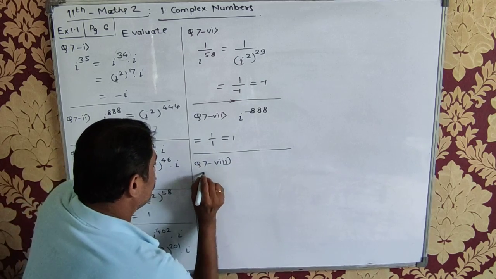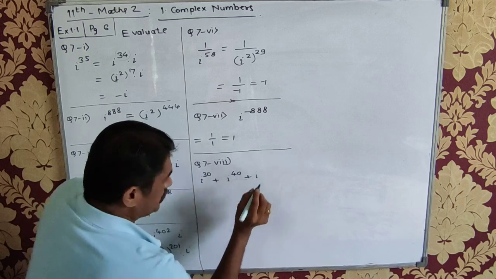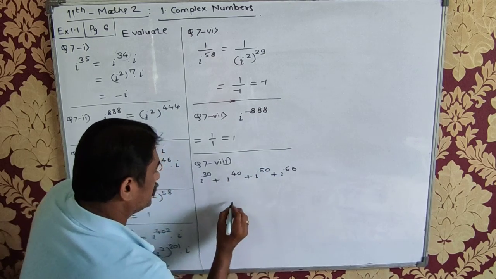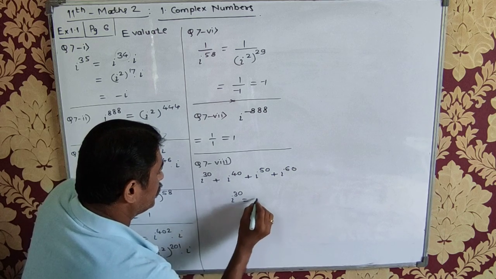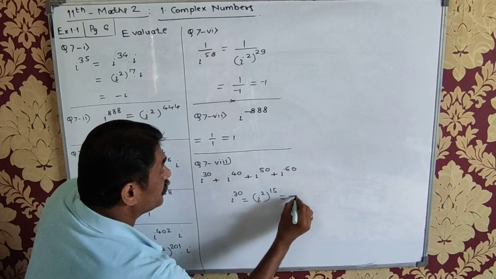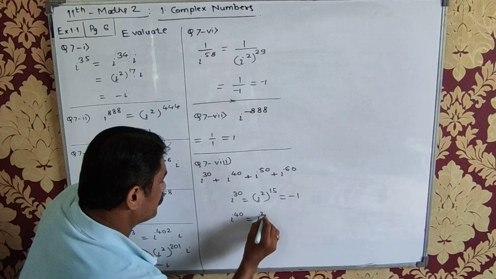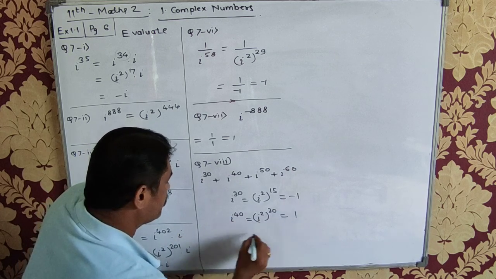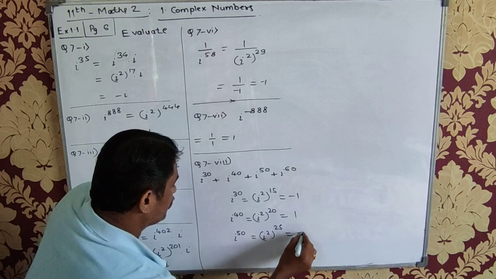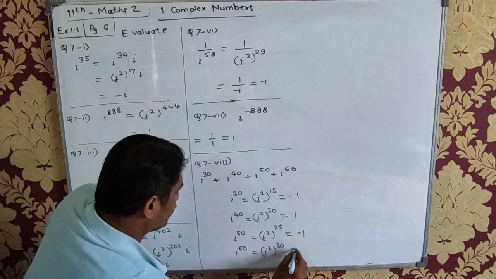7 (viii). i raised to 30 plus i raised to 40 plus i raised to 50 plus i raised to 60. i raised to 30 is i square bracket raised to 15. That is equal to minus 1. i raised to 40 is equal to i square bracket raised to 20. That is plus 1. i raised to 50 is i square raised to 25. That is equal to minus 1. And i raised to 60, that is i square raised to 30. That is equal to plus 1.